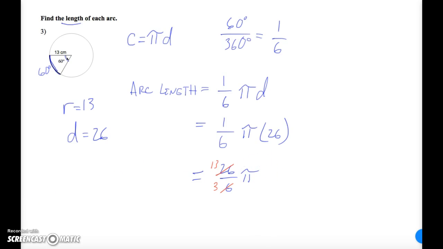So we end up with 13 over 3 times pi, if you're going to leave it in terms of pi. If you're going to estimate it as a decimal, you will get about 13.6. And since we're dealing with centimeters, we got to make sure we include our units. So we're talking about 13.6 centimeters.